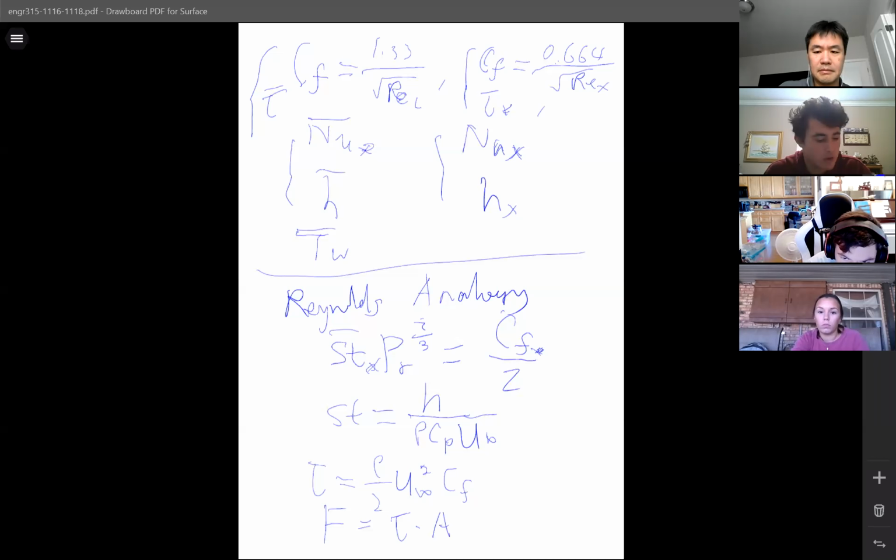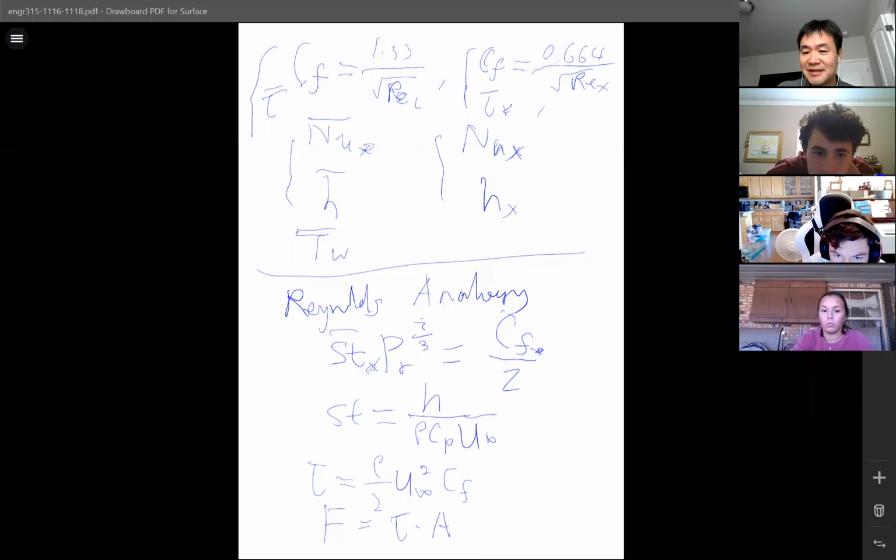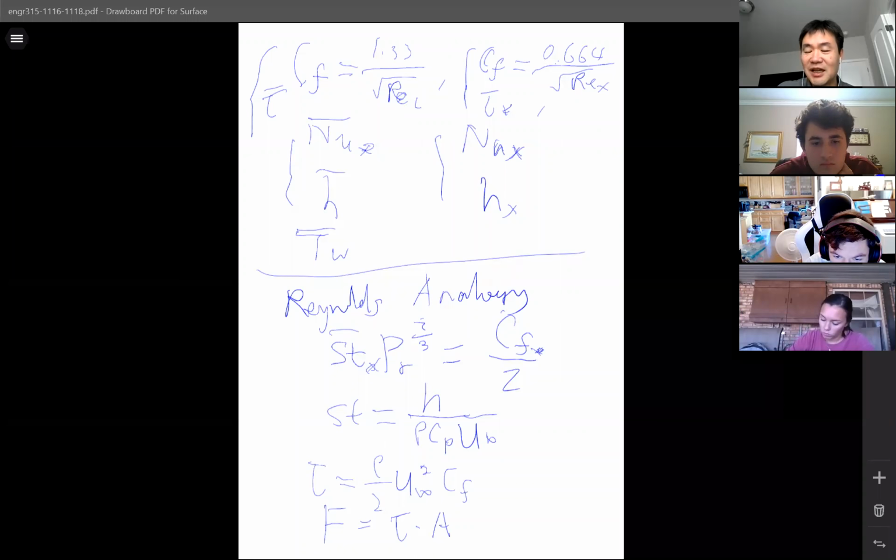Which CF do you want again? The overall or local? It's a capital CF. I put it in the question statement. Well, it helps you because I want you to calculate the overall frictional force, right? So that should be the overall friction coefficient.